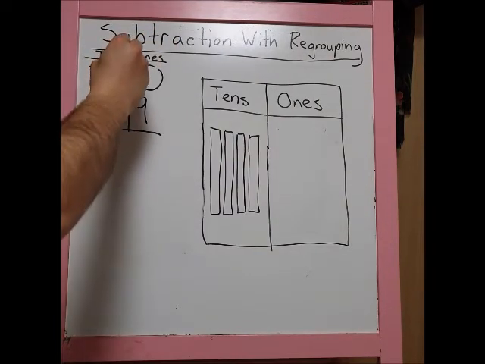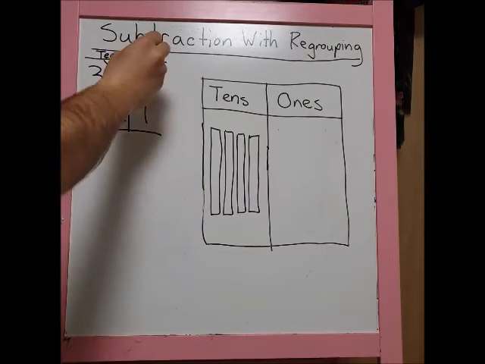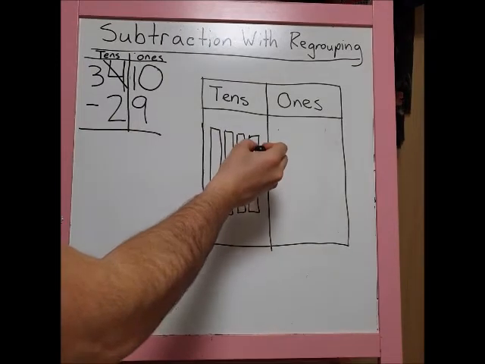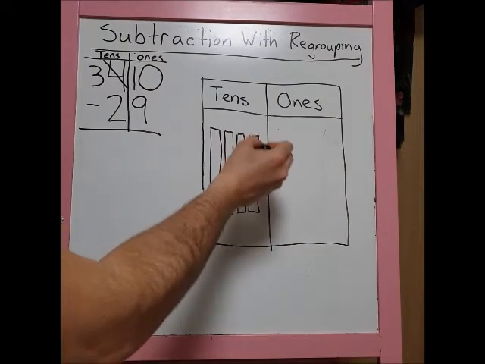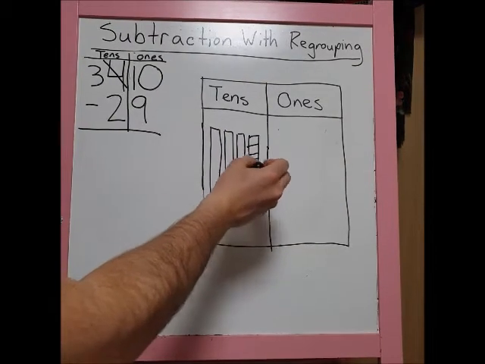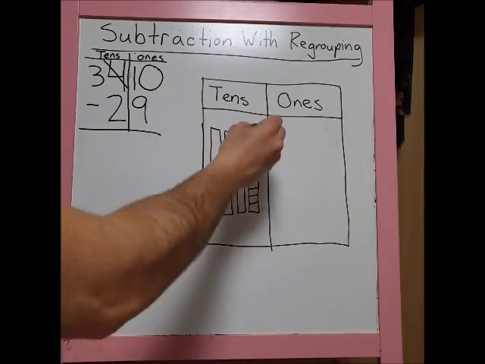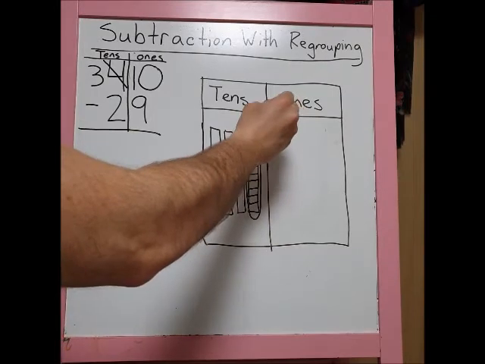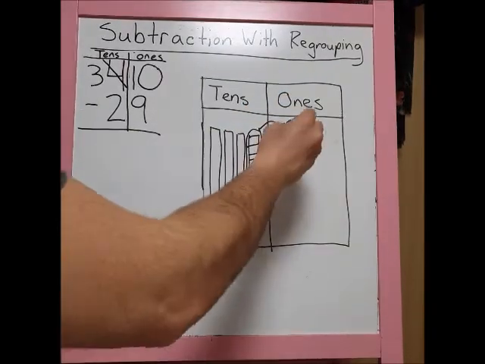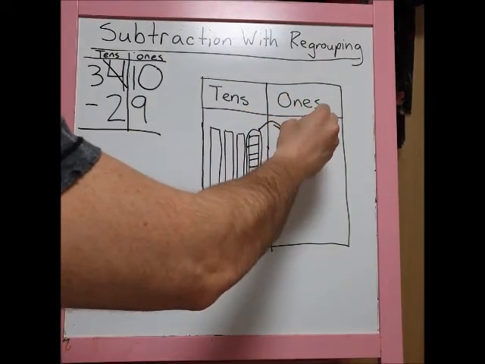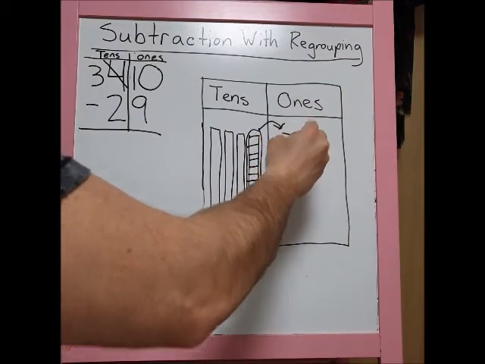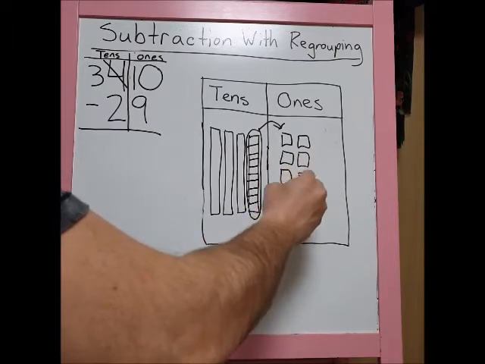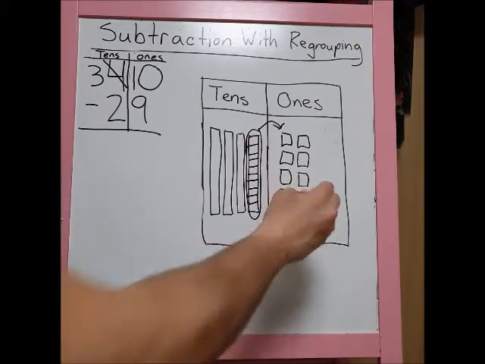Now that 1 is going to go here. And now the 0 became a 10. Because remember, we took one of these, this one group of 10, and we moved it to the 1s column. So we can draw our 10 1s now. 1, 2, 3, 4, 5, 6, 7, 8, 9, 10.